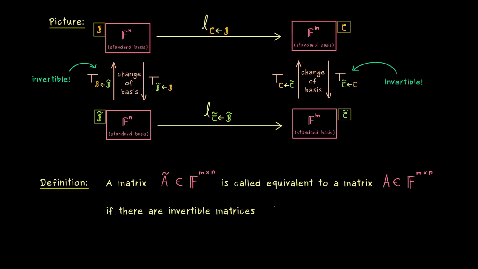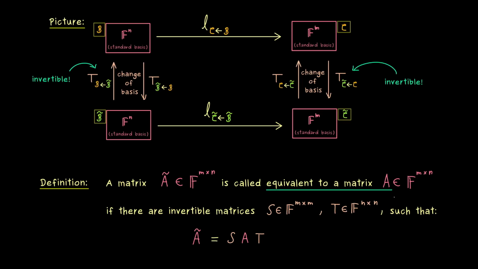So we have two square matrices and let's call them S and T. So the one is of size M times M and the other one of size N times N. And then we have the equation that A tilde is equal to S times A times T. And if you read it from right to left, you see we have exactly the thing in the picture. And this is the correct definition for the new term equivalence for matrices.